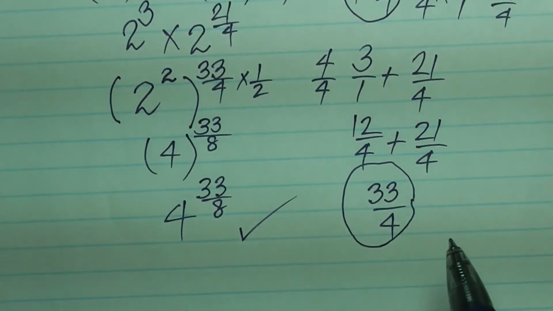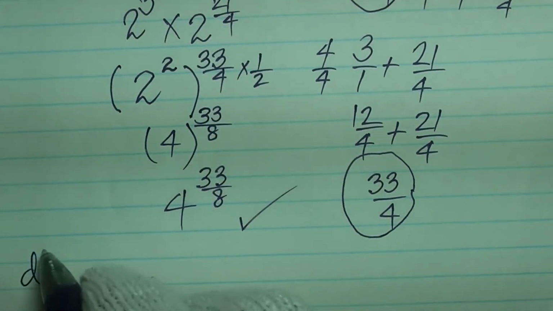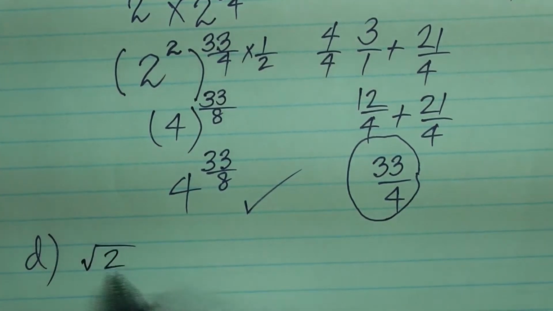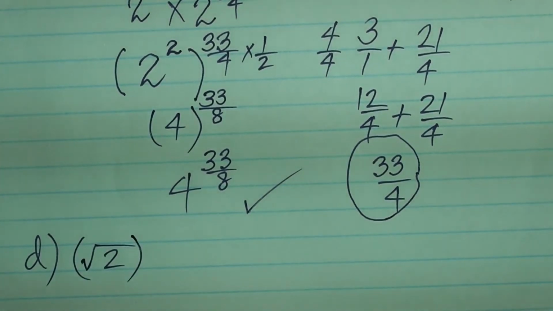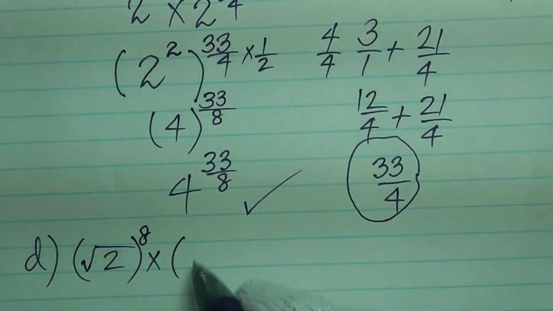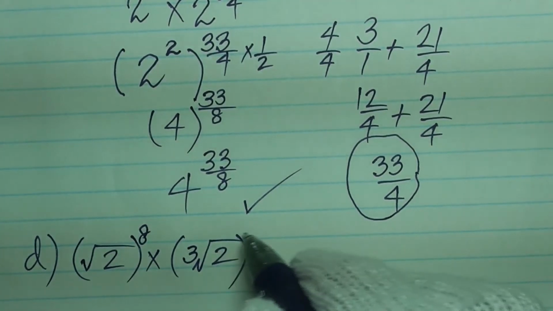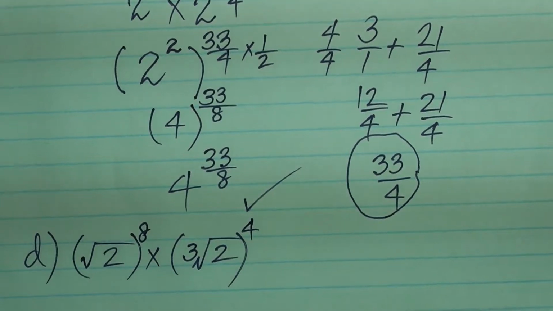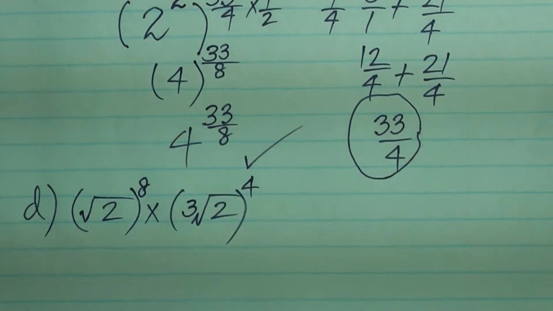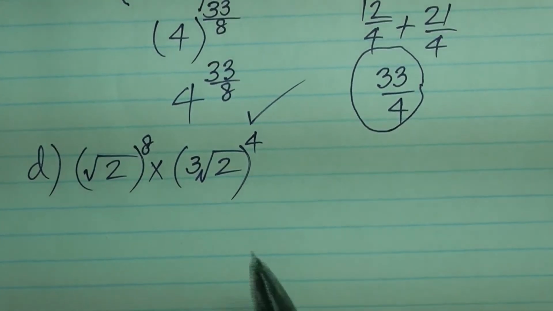And I can use that same technique for D. D says radical 2. So I'm going to use the same strategy. I'm just going to work it out in terms of 2 and then transform the 2 to a 4.